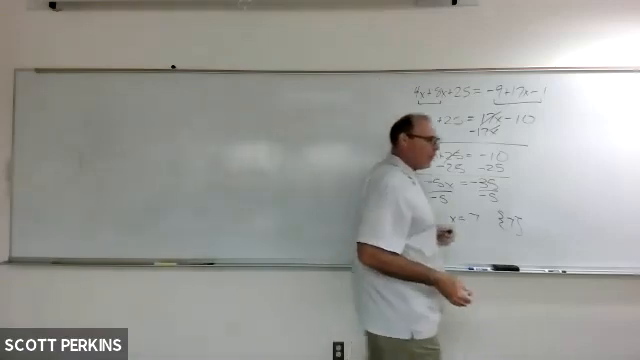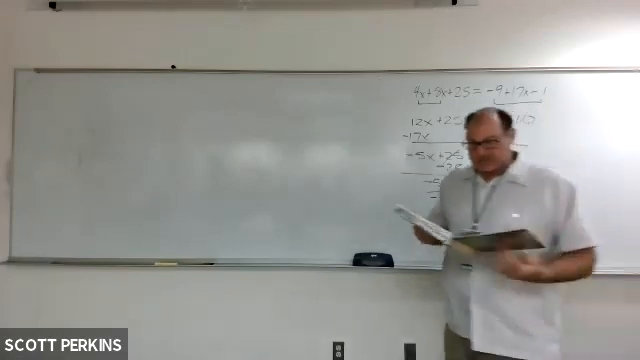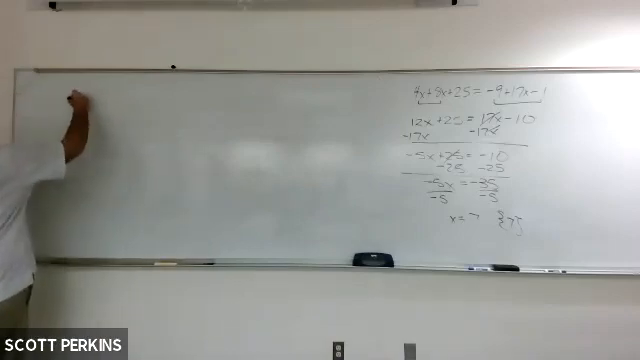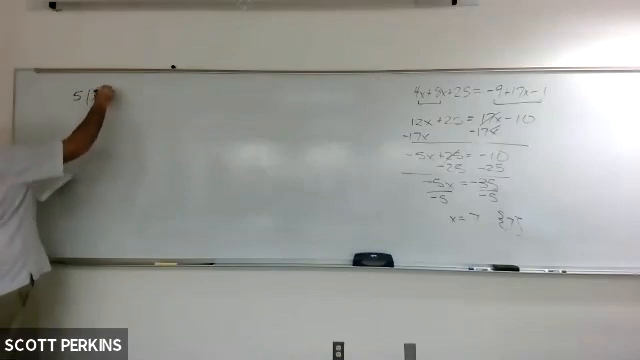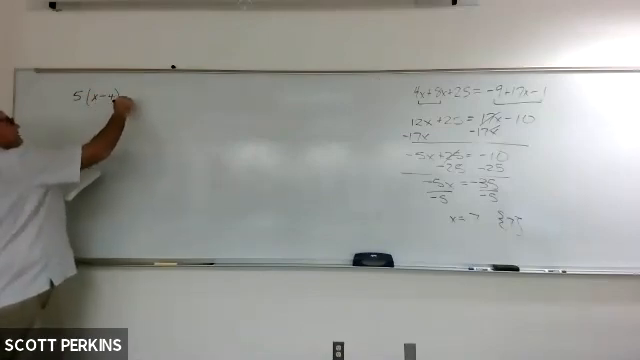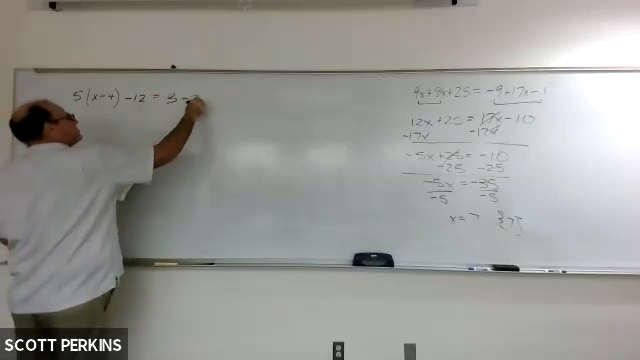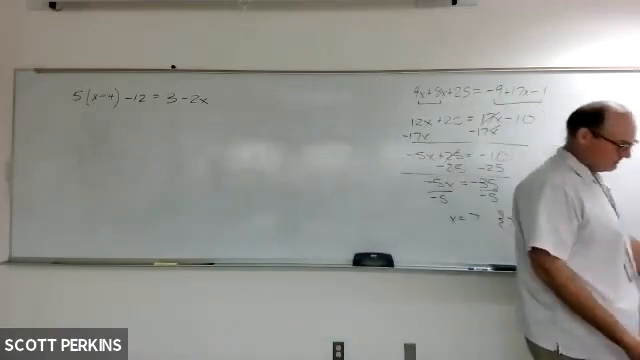Remember, if you get something wrong, don't beat yourself up. It doesn't mean anything bad about you. It just means that you're learning and we're trying to get some experience here. So here's the next one. I've got 5, then a parenthesis, x minus 4, then outside the parenthesis, a minus 12 is equal to 3 minus 2x. I'll give you a moment to write that down, and then I have a question.